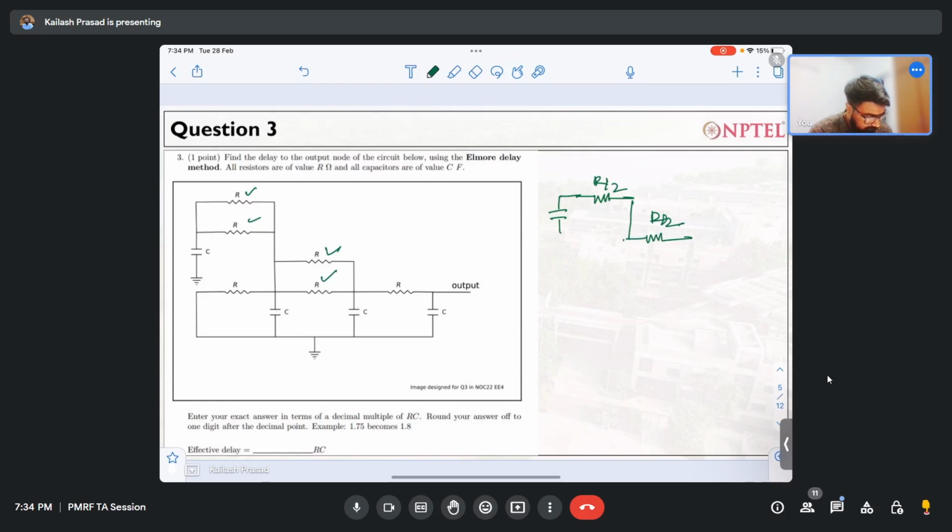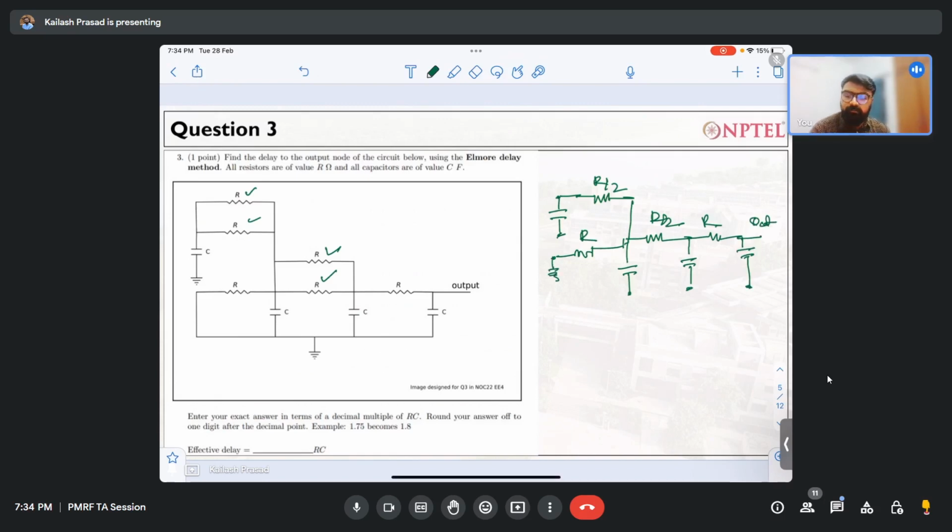Okay, then there is another R, which is not connected anywhere. So this is C. So this is R. Then what do you have? Then another C. Then this is R, and then another C. This is your output. So this is actually ground.